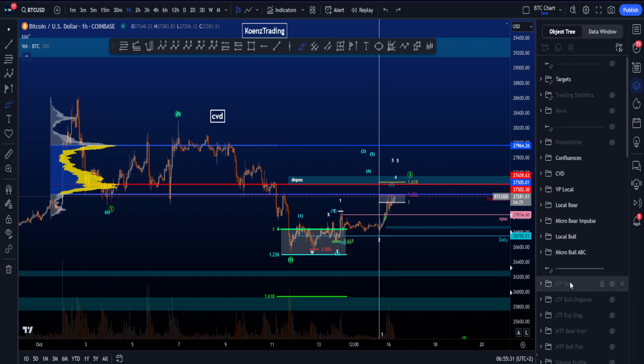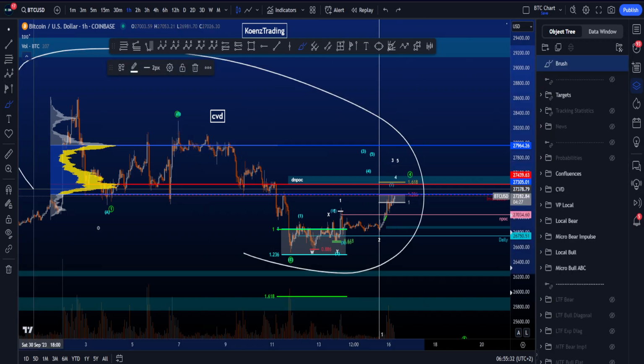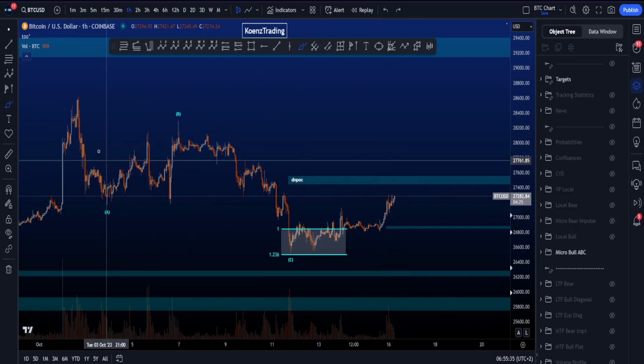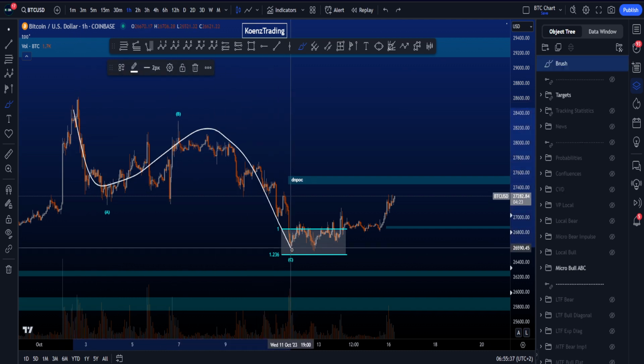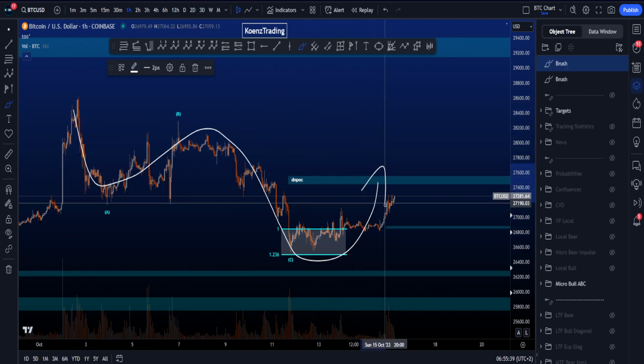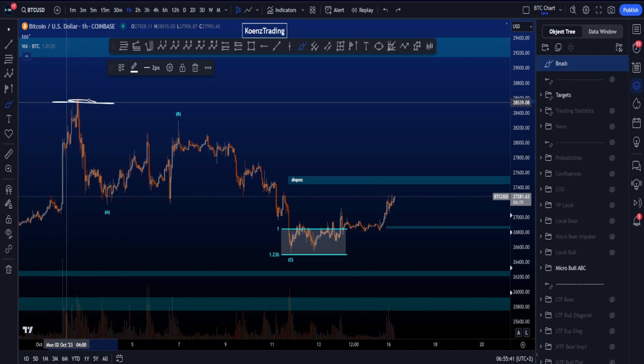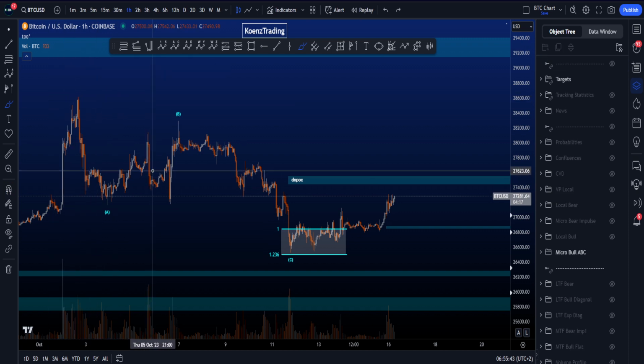Hi everyone, let's go over my bullish and bearish Elliott Wave scenarios on Bitcoin. Starting with the micro bullish scenario where we're looking at a finished zigzag ABC for now, continuation to the upside to at least take this high over here at 28.6k.